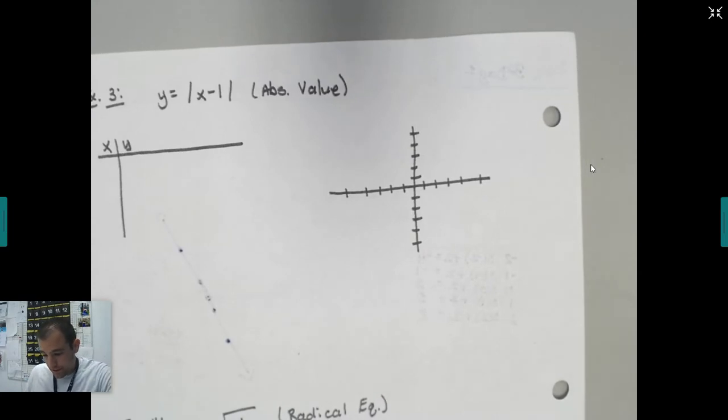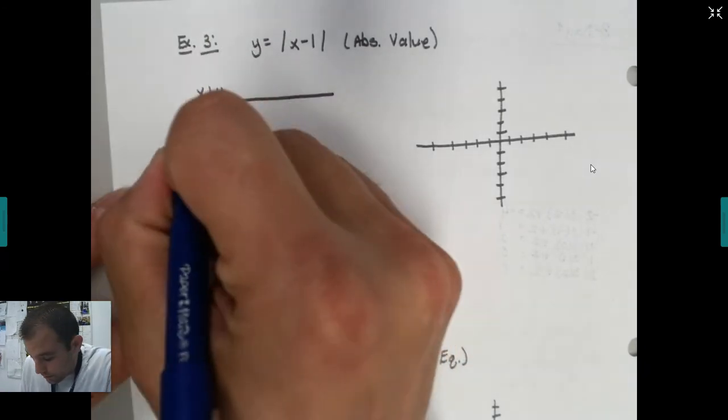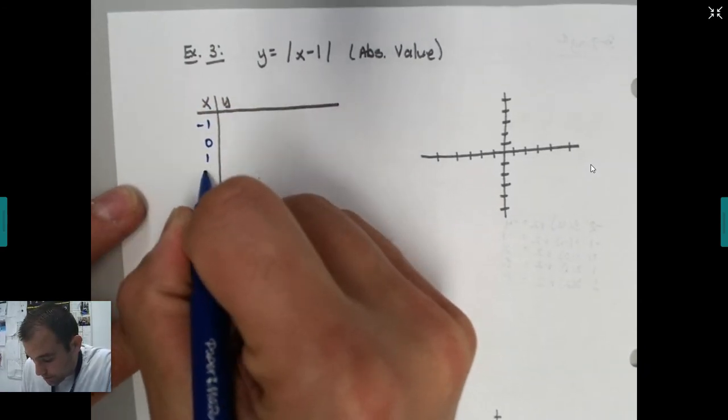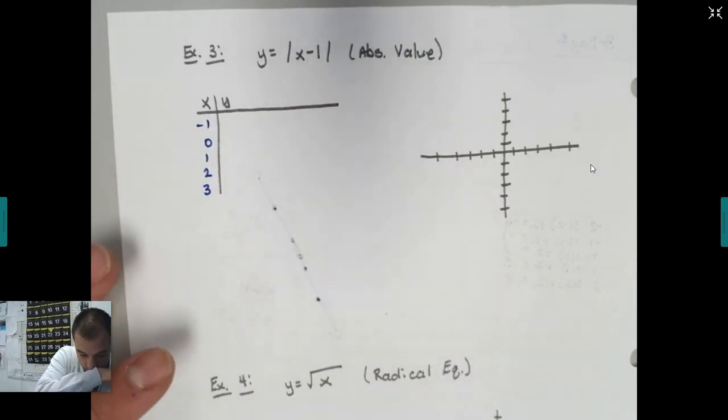All right. The next one we're going to talk about is absolute value. We do the exact same thing. I'm going to use some different numbers here just because: -1, 0, 1, 2, 3. So I just picked some different numbers just to show you that it'll work regardless.